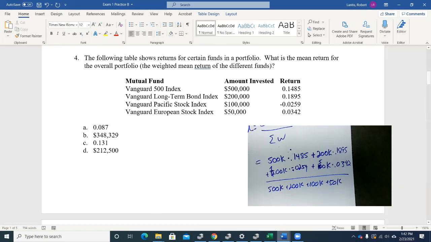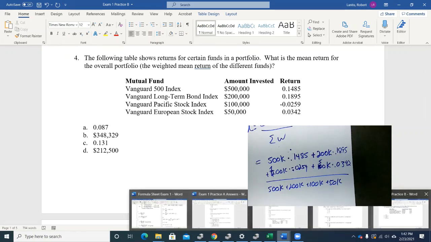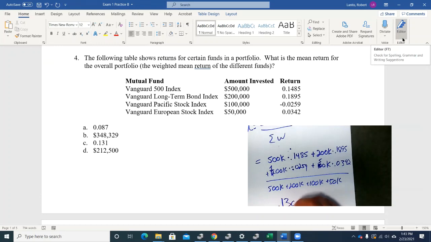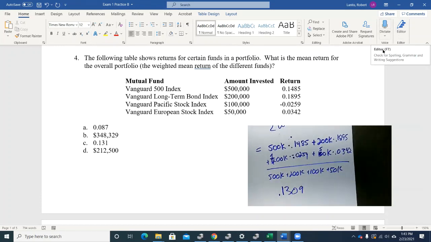I think if I do this, I don't remember what the answer is. Well, I'll work along with you guys. So we got what? 500 plus 200 negative 0.0259 plus 50 times 0.0 divided by 500 plus 200 plus 100 plus 50. So we get 0.1309, right? Which if we round that, 0.131, okay?